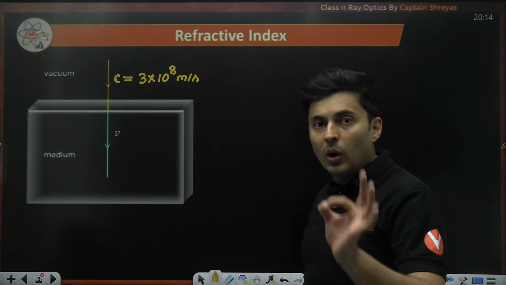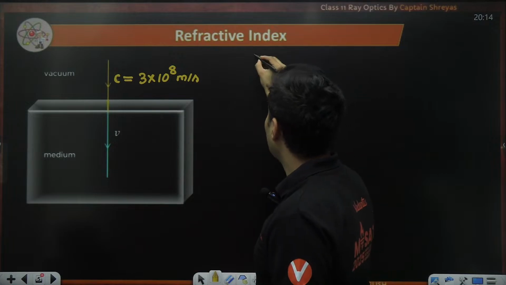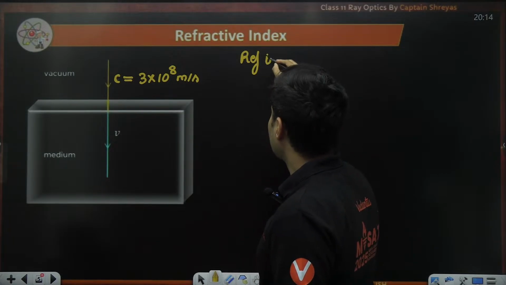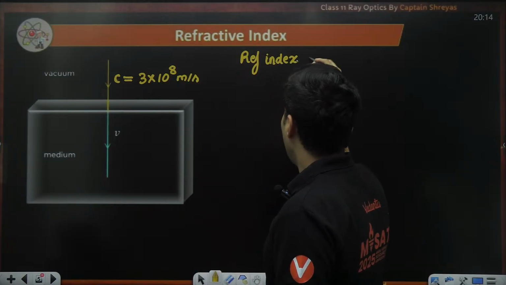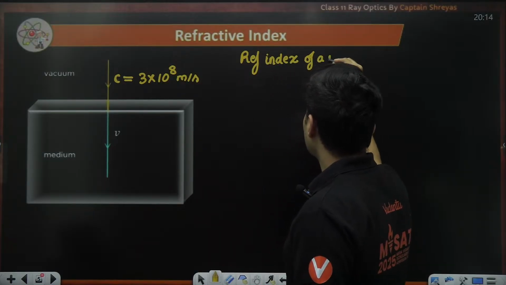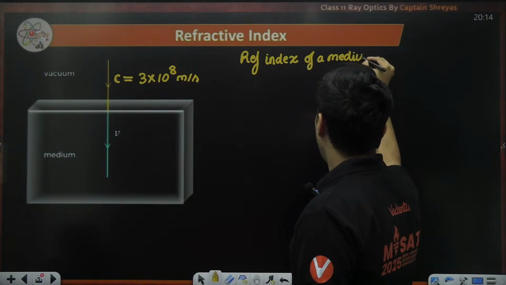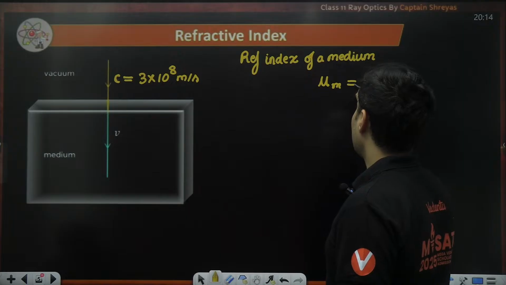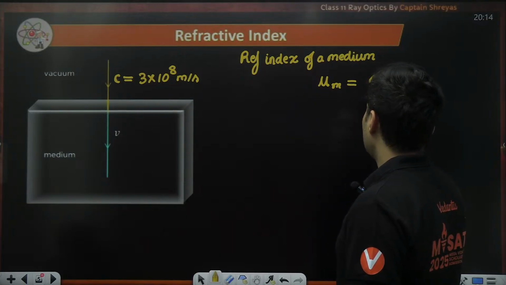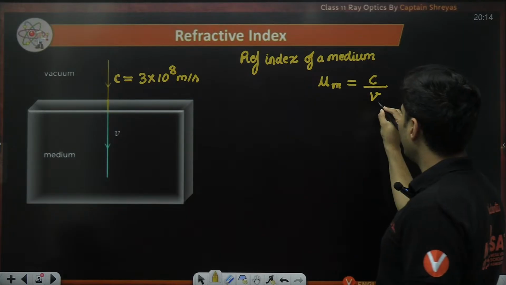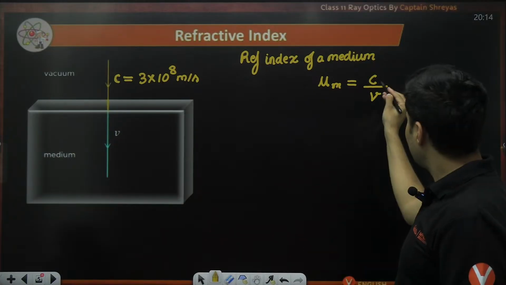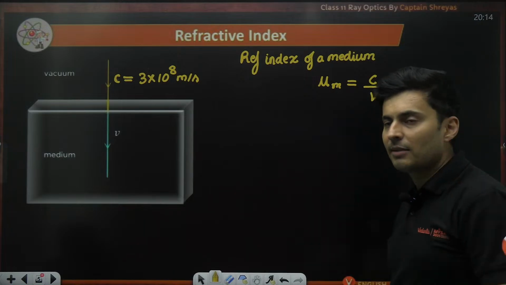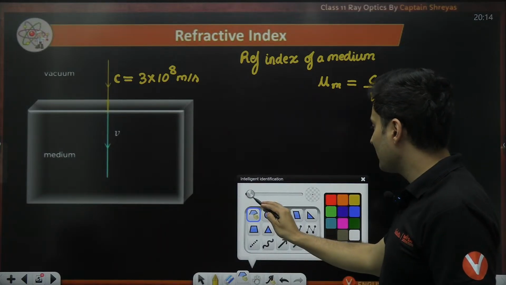Refractive index of a medium, mu of that particular medium, is nothing but the speed of light in vacuum divided by the speed of light in that medium. That's it. c by v. Speed of light in vacuum upon speed of light in that particular medium. That's how refractive index is defined.